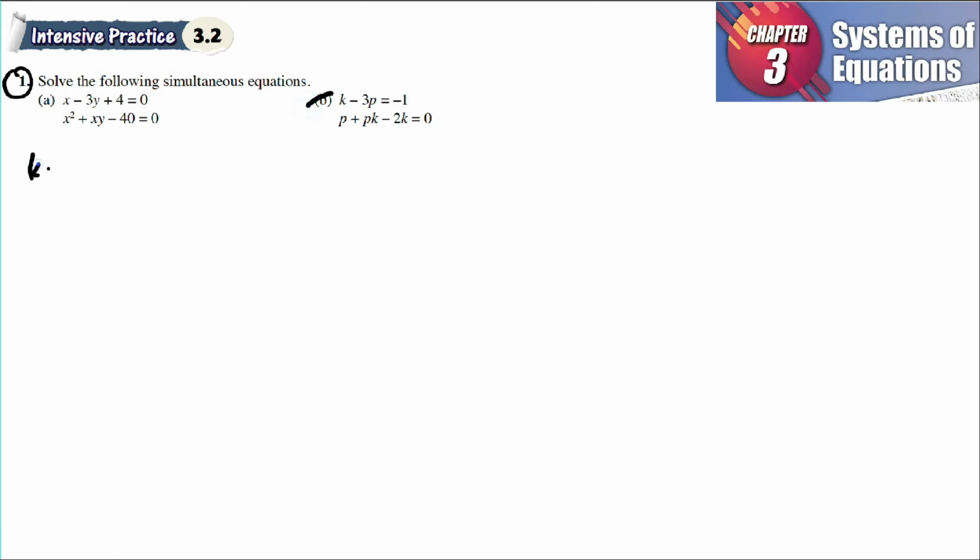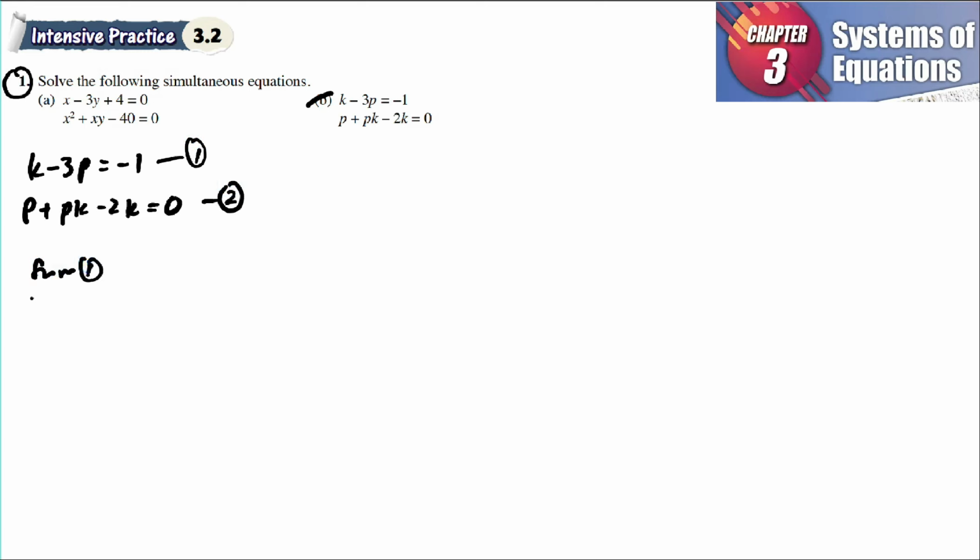k minus 3p is equal to negative 1. p plus pk minus 2k is equal to 0. Choose the easiest one in terms of something. So we have k and p. It's either k in terms of p or p in terms of k, but I think the easiest one would be k in terms of p. So this one is 1, this one is 2.